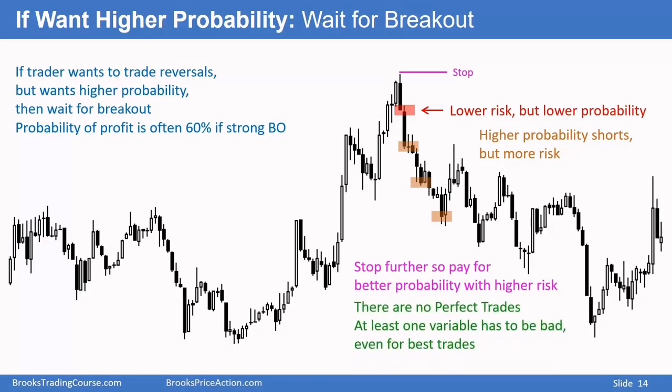Remember, there are no perfect trades. At least one variable has to be bad, even for the best trades. Risk, reward, probability, you cannot have all three in your favor. There's no such thing as a high probability trade with very low risk and very big profit potential. That cannot exist because as soon as the trade started to approach perfection, everyone would take it and there would be no one left to take the other side of the trade and the trade would fail.